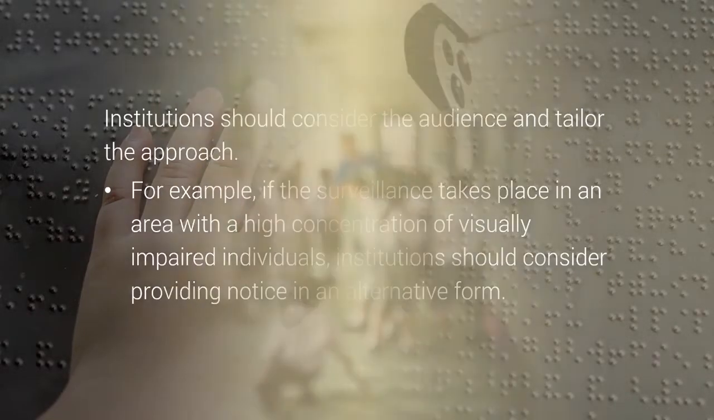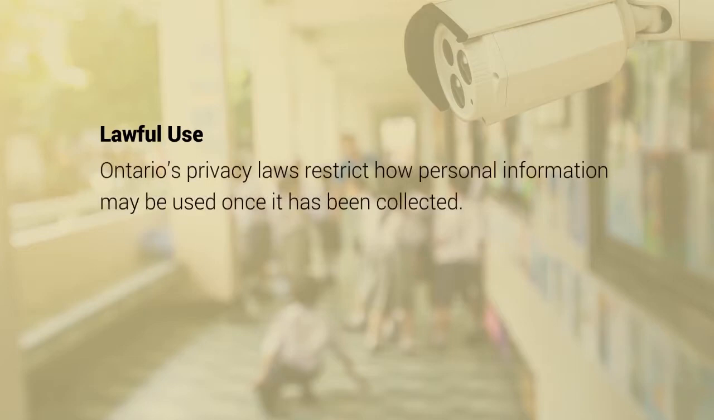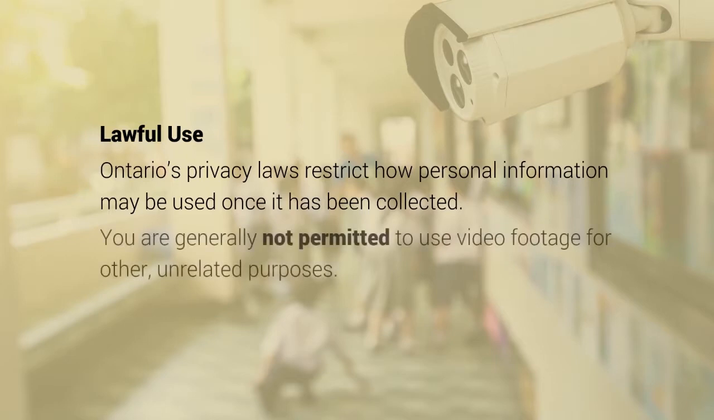An important aspect of managing a video surveillance program involves protecting personal information from misuse. Ontario's privacy laws restrict how personal information may be used once it has been collected. As a general rule, you should not use the information collected from video surveillance unless it is used for a purpose consistent with the original purpose of the surveillance program.